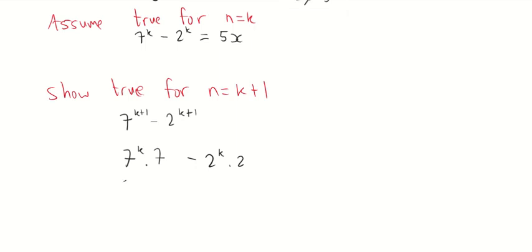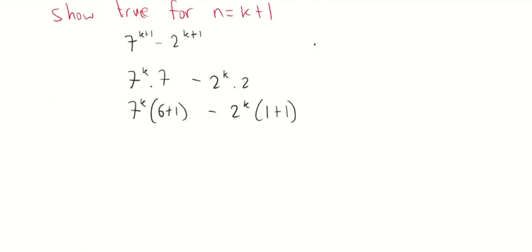Then we're going to do the same trick we did last time. 7 to the power of k times 6 plus 1, minus 2 to the power of k times 1 plus 1. Then we have 7 to the power of k plus 6 times 7 to the power of k plus 7 times 7 to the power of k, minus 2 to the power of k, minus 2 to the power of k.